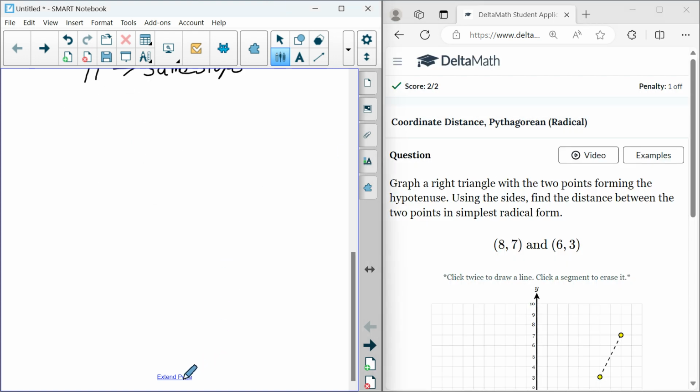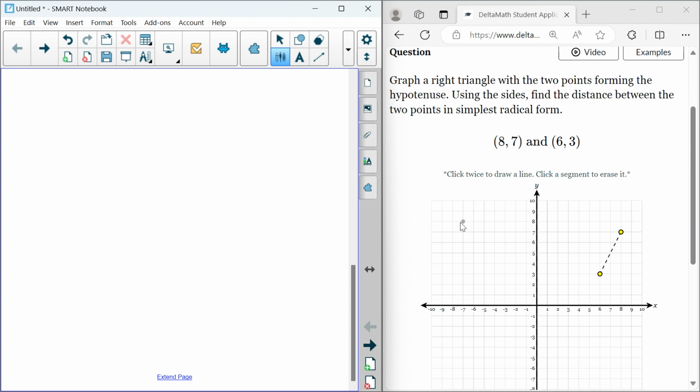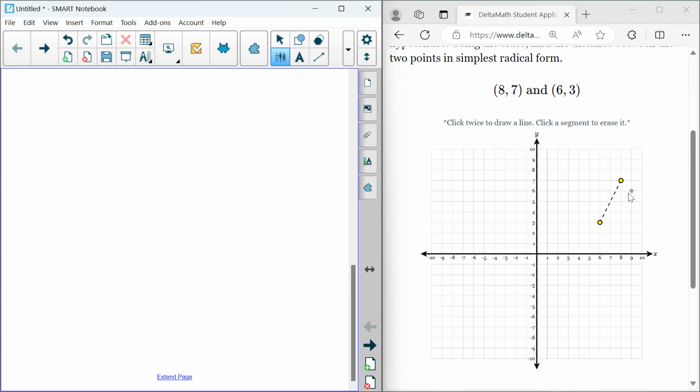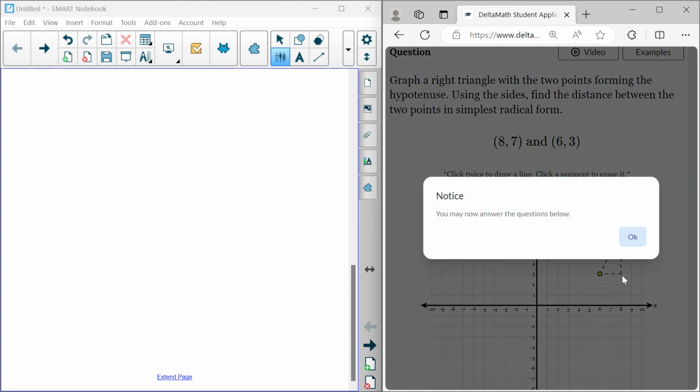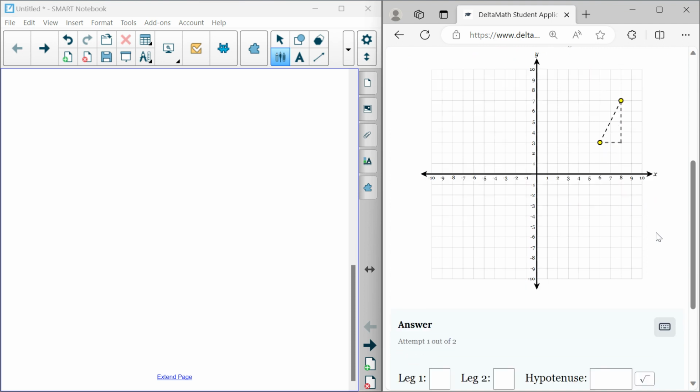Don't forget about how to calculate Pythagorean theorem, finding distances between 2 points. We're going to first off make a right triangle with our 2 points. I'm going to click starting on one of the dots and head straight down. And on the other one, I'm going to click and head straight right or left so that they meet. It's not going to necessarily like to do it, but you can do it. Once you've done that, it's going to say we can answer some questions below.